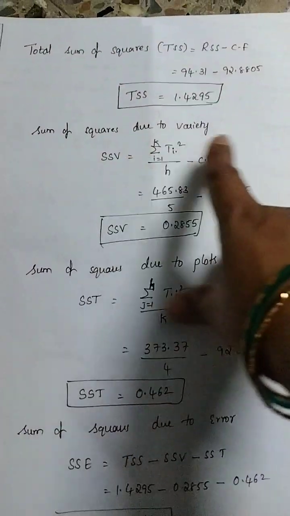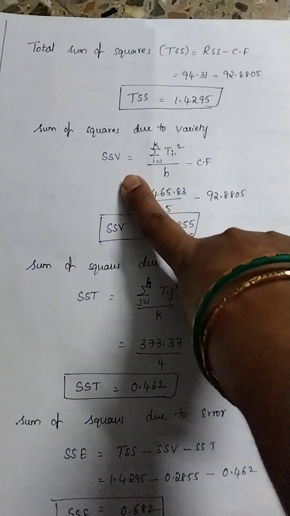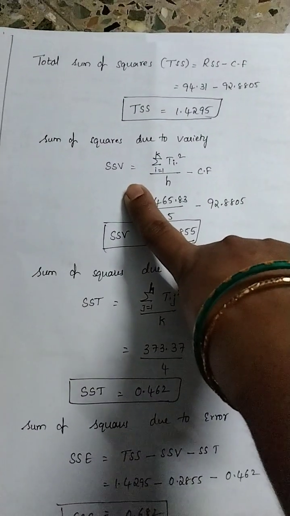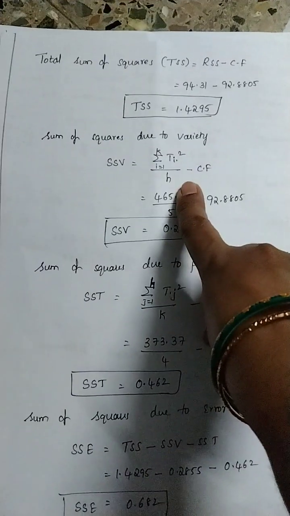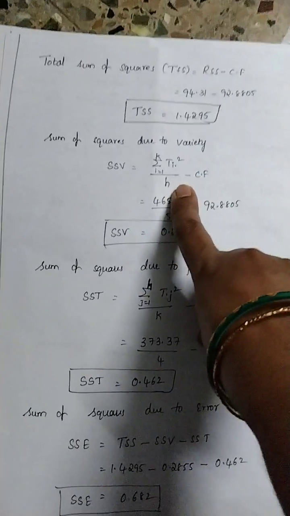Now, the sum of squares due to varieties, where SSV is equal to, as I already told you, the sum of squares due to varieties has in the denominator the number of treatments. I already told you that the number of treatments here is 5.